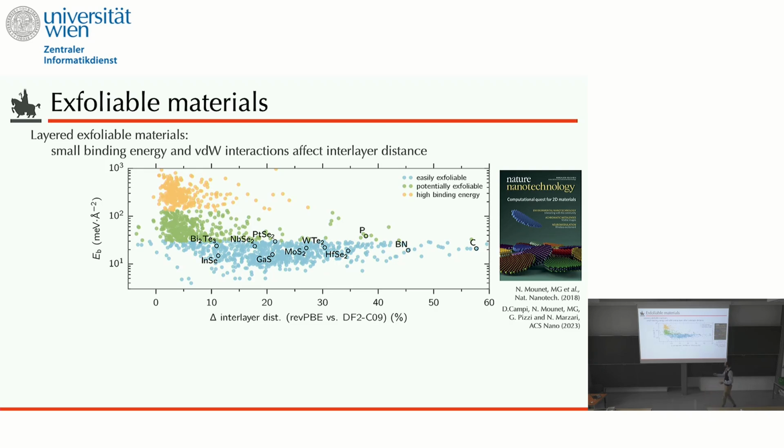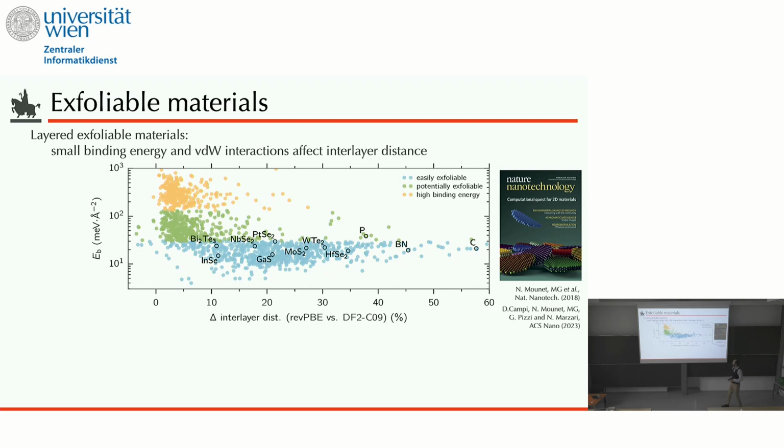especially in the direction orthogonal to the layers. And this is what is plotted here, the expansion of the interlayer distance. For a material like graphene, you see that indeed it has a small binding energy, and it expands a lot when you turn off van der Waals interaction. So that's exactly, I mean, our target exfoliable material.